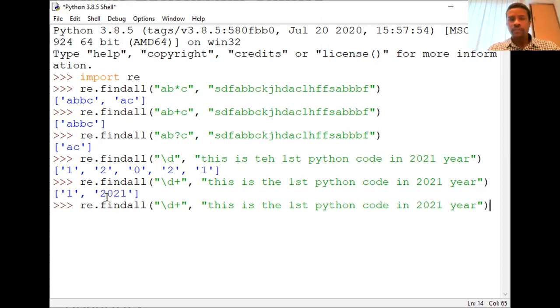Consecutive in nature. What if I make it capital letter D? What do you expect? Capital letter D means non-digits. What do you expect?